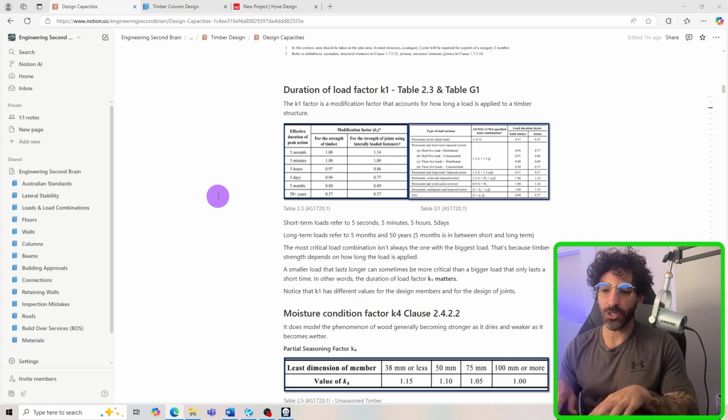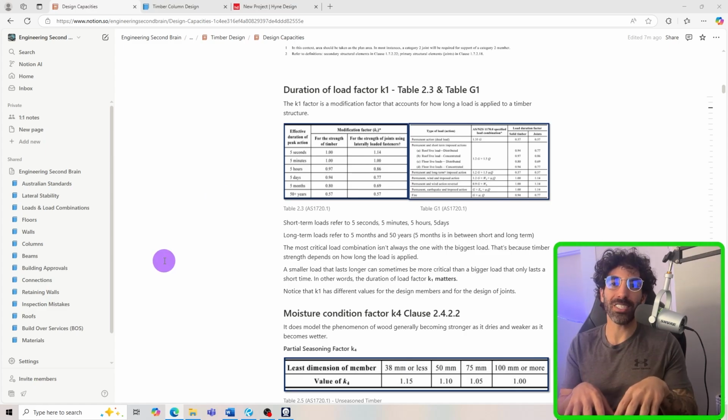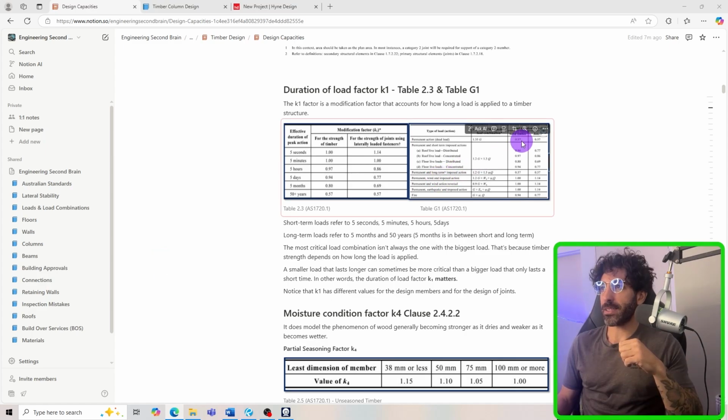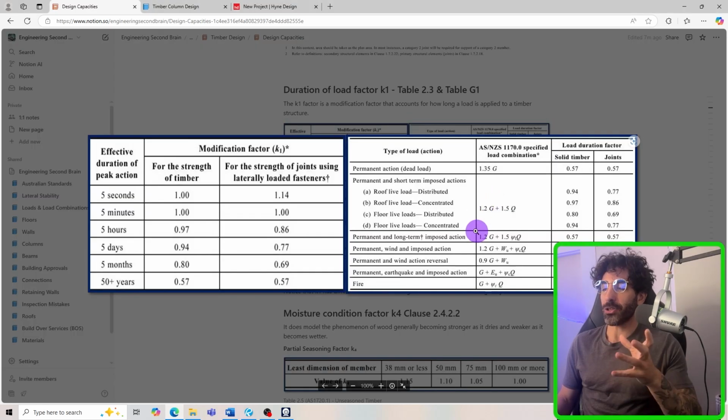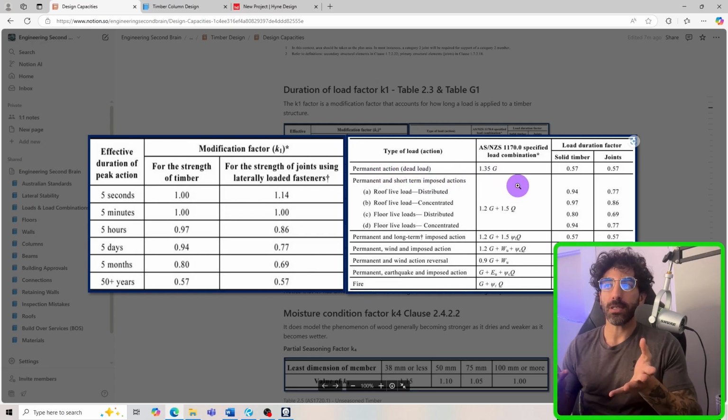In timber design it's a different story. That's because timber strength depends on how long the load is applied. In other words, a smaller load that lasts longer can sometimes be more critical than a bigger load that lasts just a short time. So let's expand this table and understand this a little bit better. Let's say you're designing a timber beam and the load combination 1.35G, which is a permanent action, is 50 kilonewton meters.